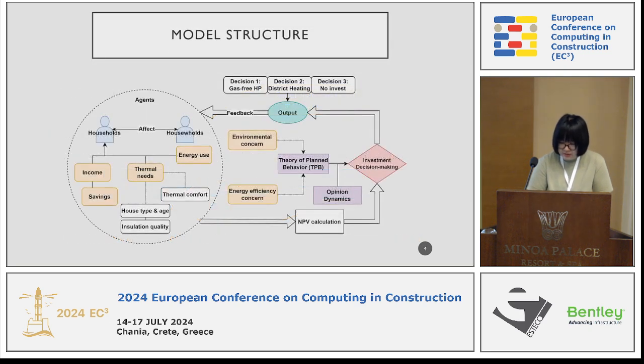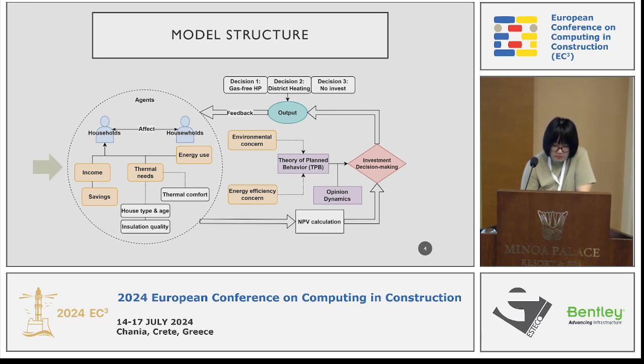Next, let me introduce my model structure. This model is to simulate the residents' decision-making of heating systems. The goal is to examine the adoption dynamics of sustainable residential heating systems, focusing on the transition to gas-free communities. We can first see in the circle, each agent is characterized based on statistical distributions that reflect socio-demographic profiles and social clustering data, consistent with real-world demographics.